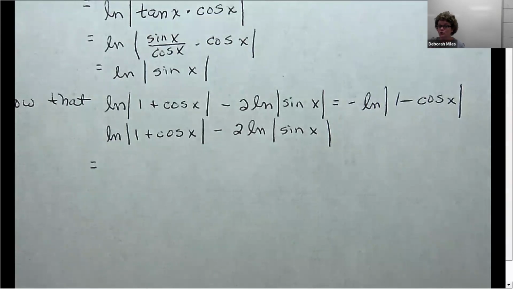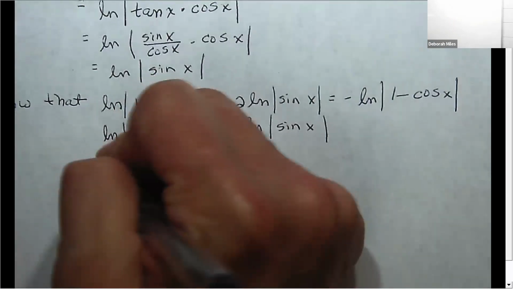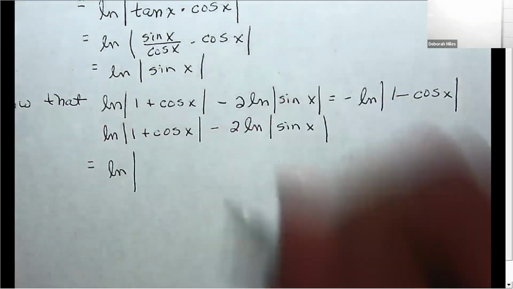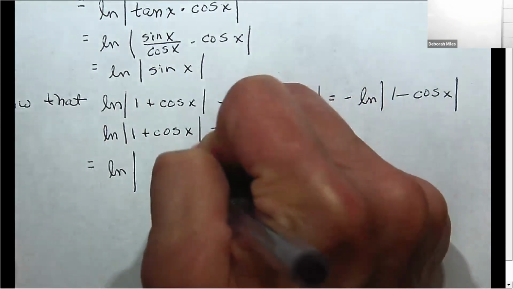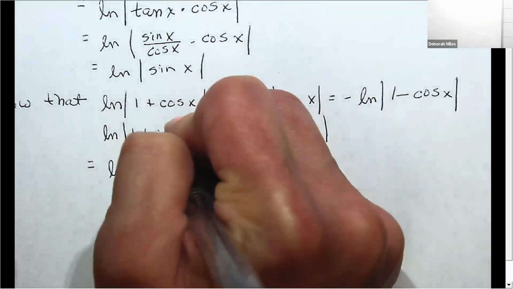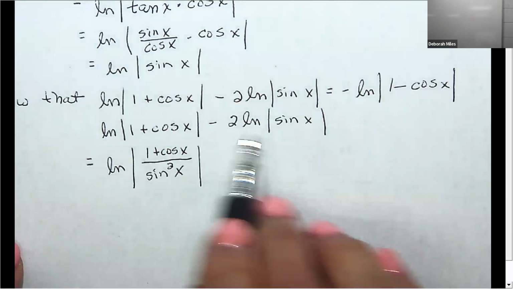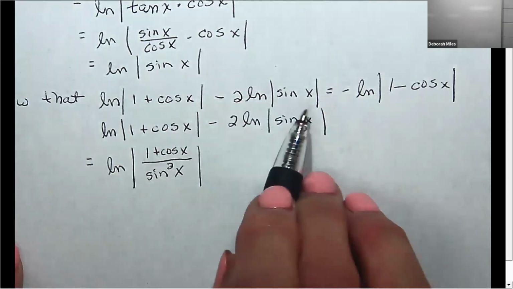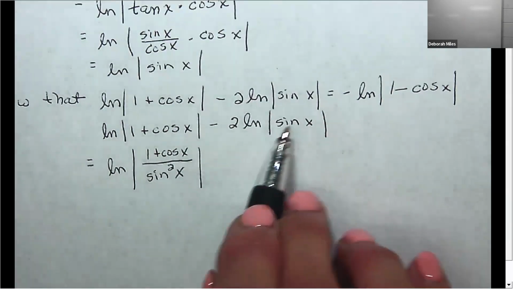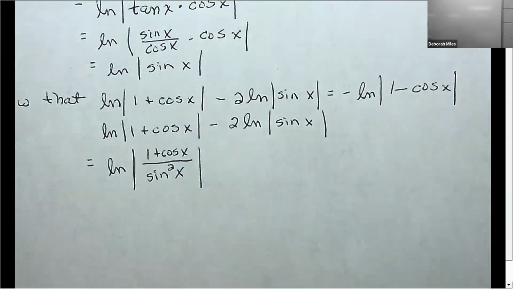Two things. I'm hearing two things, and actually I can do them both at once. I can put that back as a single log in just one step. As a single log, that'd be natural log of absolute value of 1 plus cosine x over sine squared x. Because I just put that 2 back as the exponent of the sine, and then moved it to the denominator because I was putting back together the difference of 2 logs.